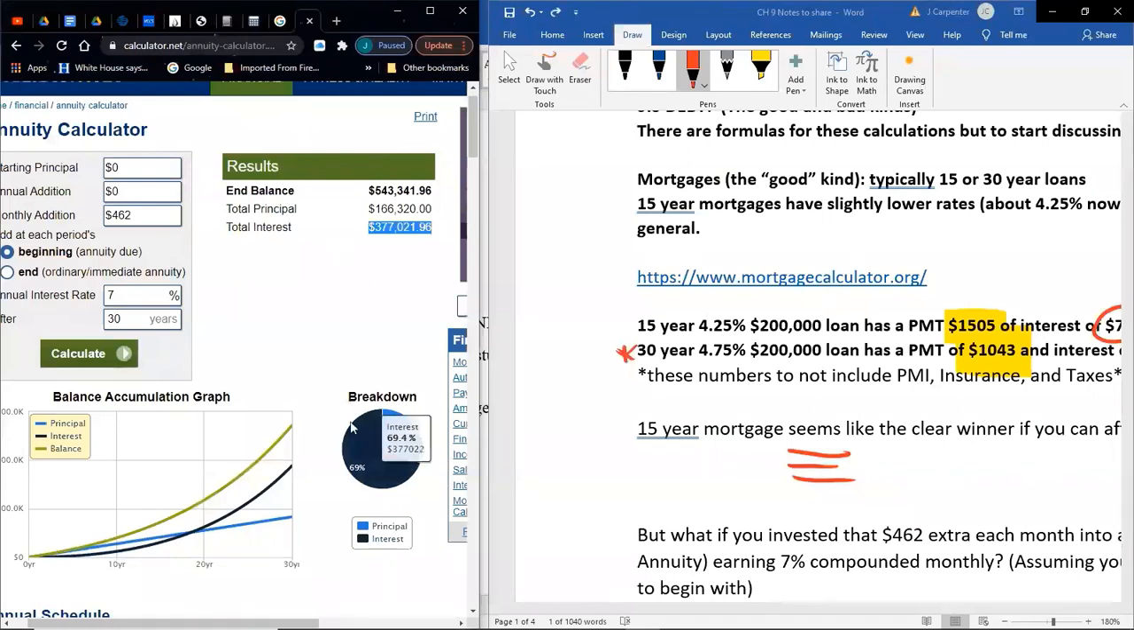I really love this pie chart here because it shows you that the money you have in this account 30 years later, only about 1/3 of it was your money. The other 2/3 roughly is money you got for doing nothing. And if you put this in a Roth IRA, you could have done it interest free because this is under $6,000 a year. Holy cow.